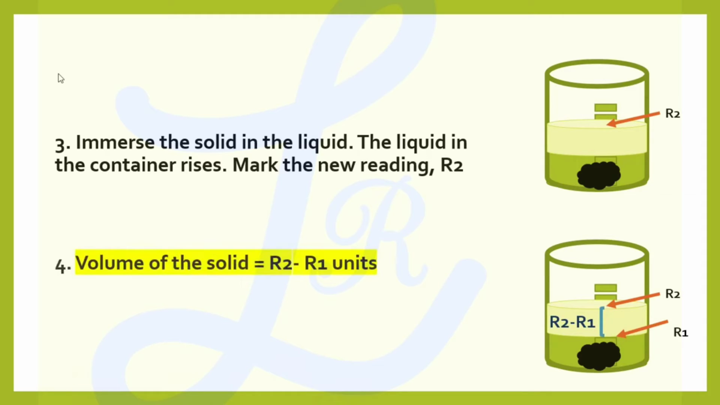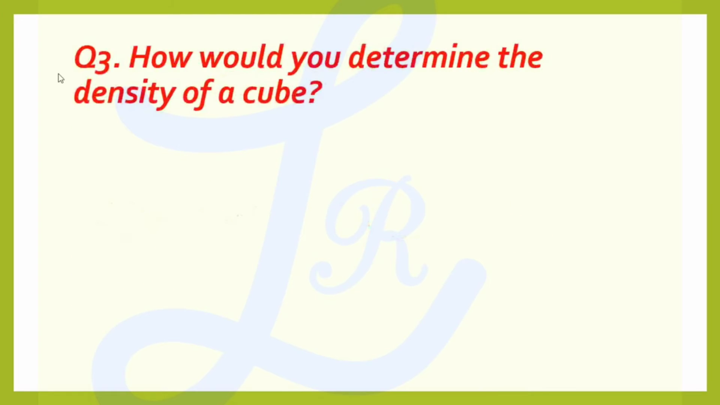So the volume of the solid will be R2 minus R1 units. Here units means if I am taking the marking in liters, I will write R2 minus R1 liters. If I am taking the volume in ml, I will write R2 minus R1 ml. Let's come to the next question.